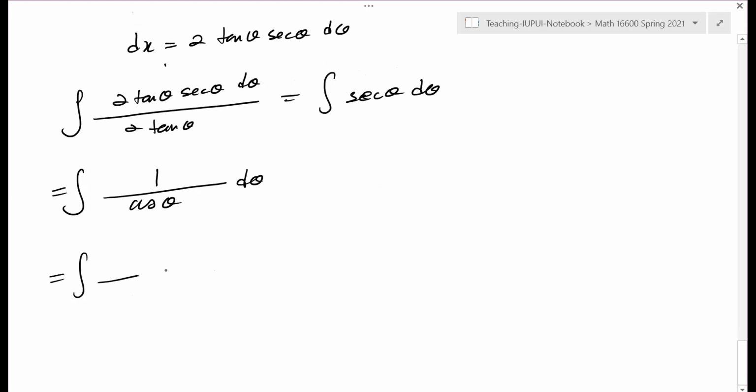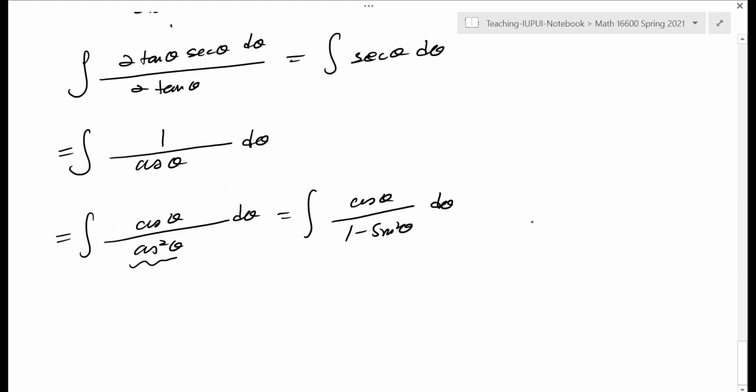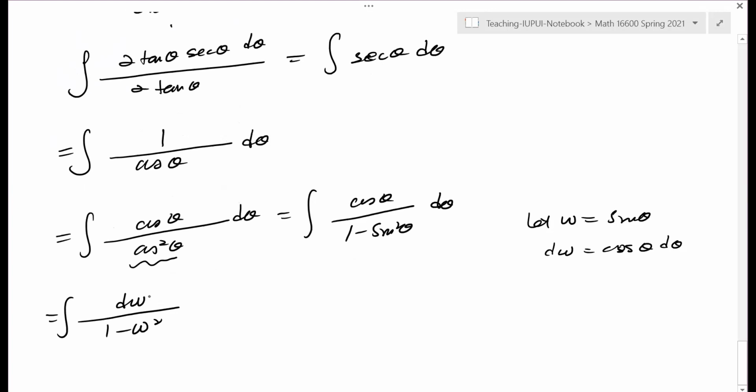What I'm trying to do is a special trick here. You multiply each term by cosine theta. Then cosine square can become 1 minus sine square, and we have cosine theta d theta. Then you know what substitution can be used: let W be sine theta. Then dW is going to be cosine theta d theta. So this becomes the integral of dW over 1 minus W squared.